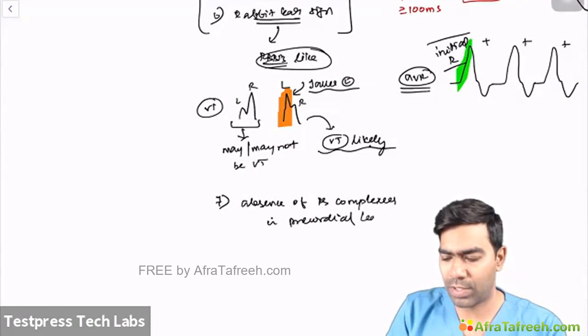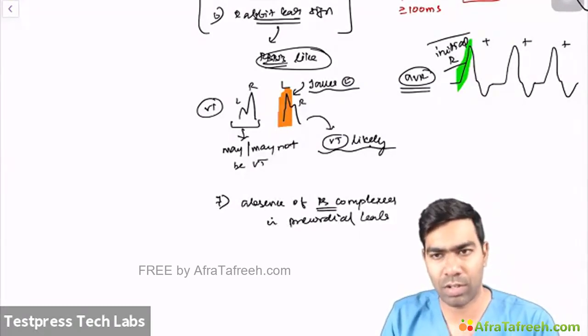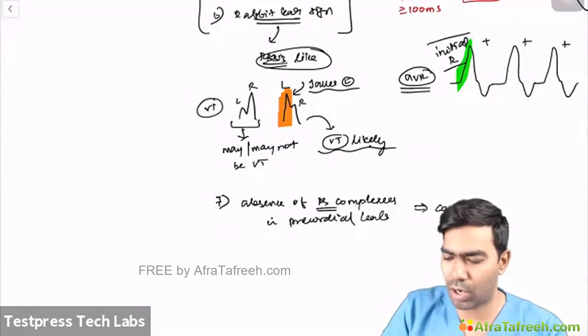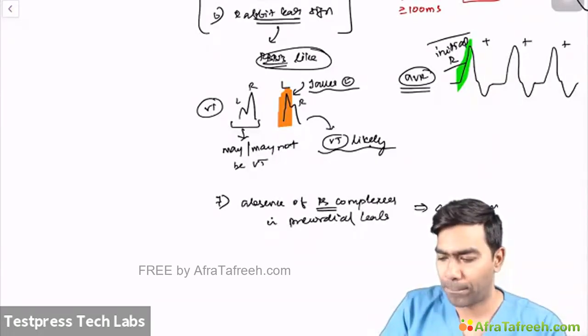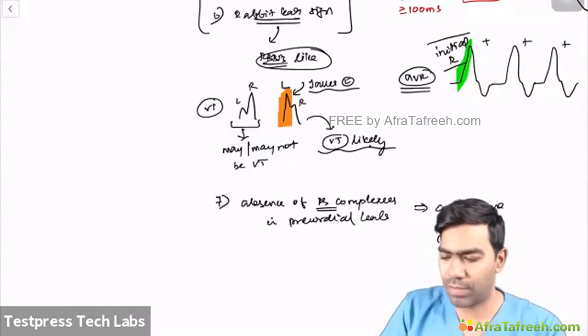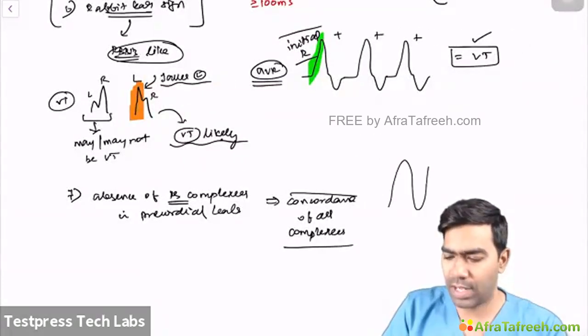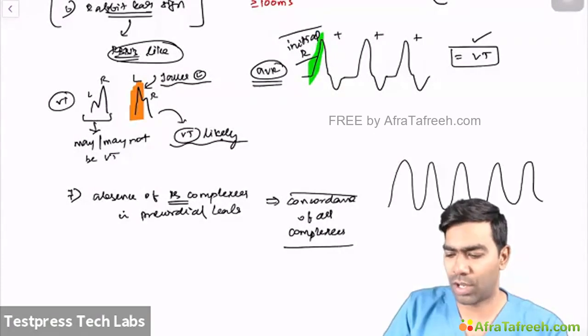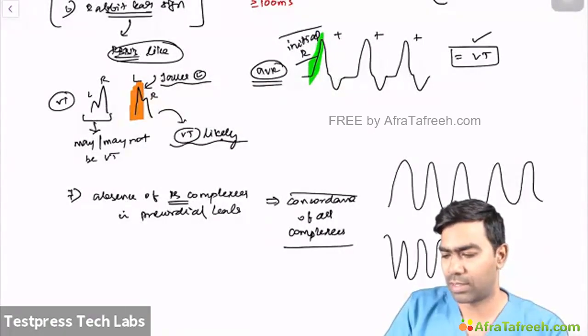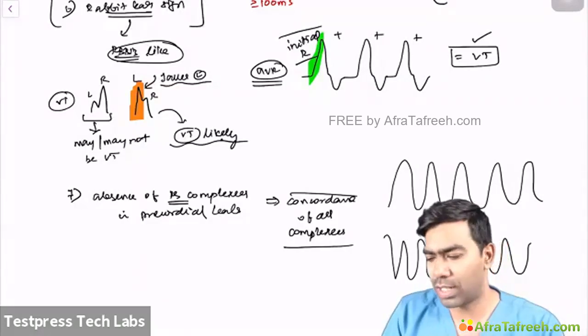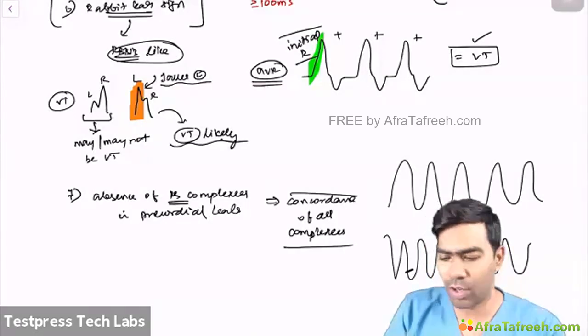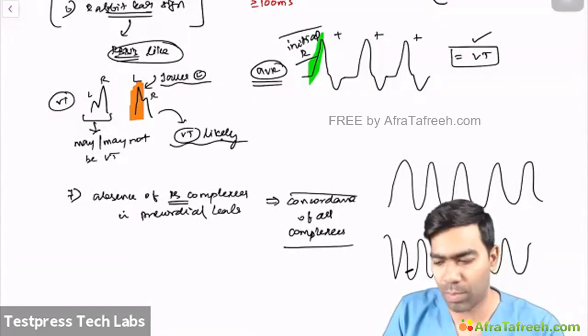In precordial leads, what do you mean by absence of RS complexes? Which means that is equal to concordance of all complexes in V1 to V6. What do you mean by concordance of all complexes in V1 to V6? Which means either the VT will be like this or the VT will be like this. So both, if you see in a realistic way, it won't be any different at all. What I'm trying to tell is, here you will not be able to make RS complexes at all.